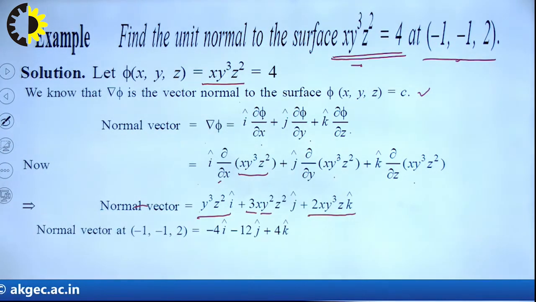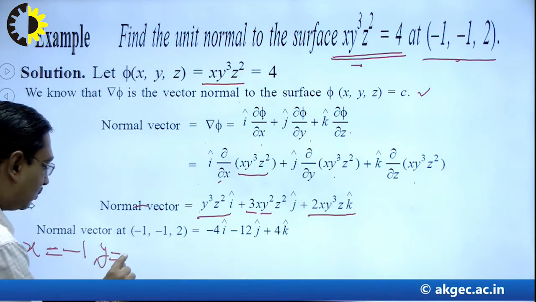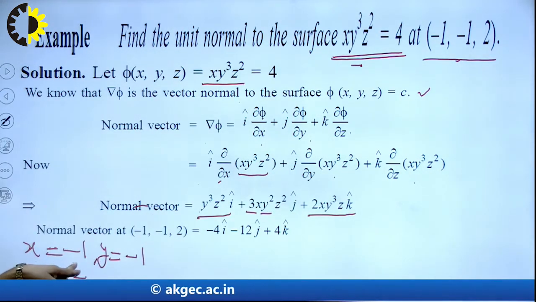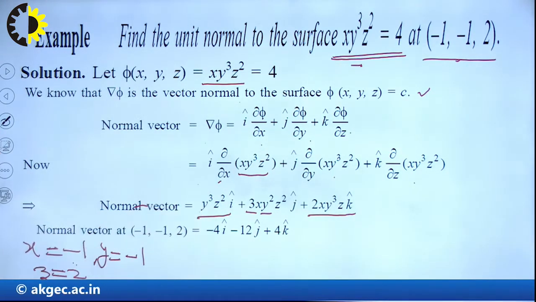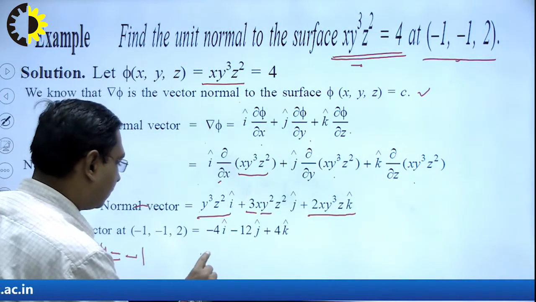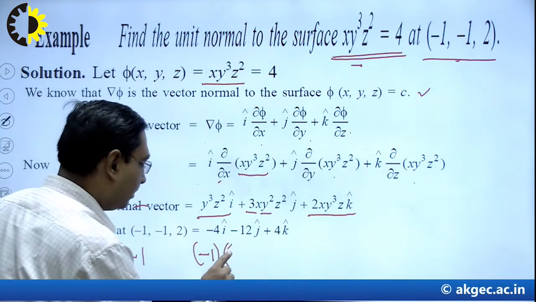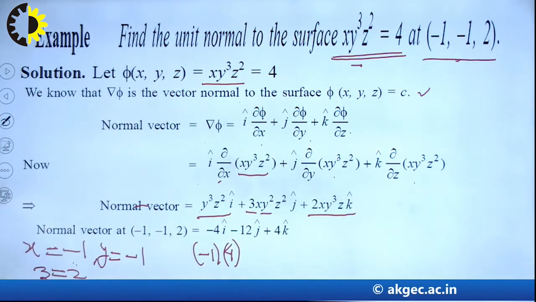Therefore, I shall substitute x equals minus 1, y equals minus 1, z equals 2 in this expression. Substituting x equal to minus 1, y equal to minus 1, z equal to 2, this term will give minus 1 whole cube times minus 1, z square will be 4, so it will be simply minus 4. Therefore, the first term is minus 4i.